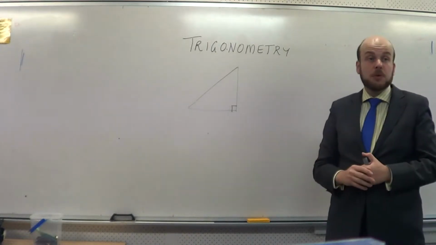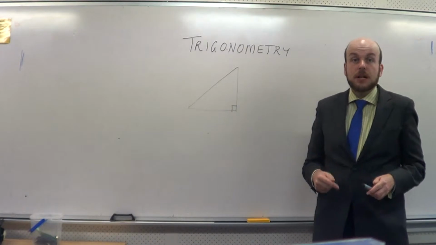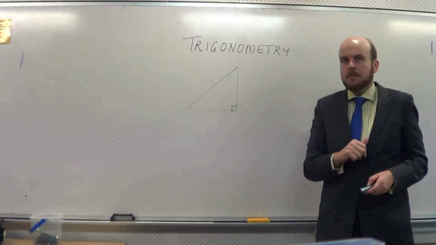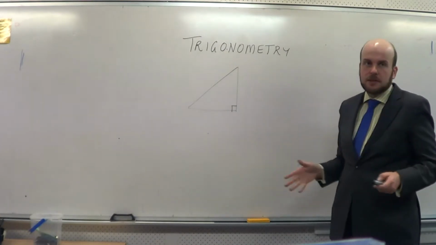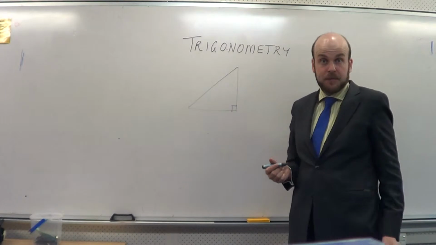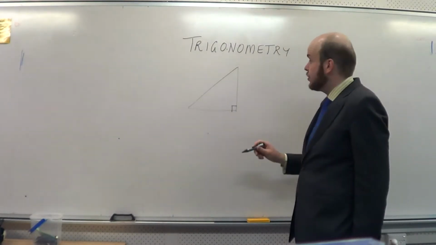You may have heard of this word before. It's called trigonometry. This also deals with right-angled triangles, just like Pythagoras, except there's one small difference. Pythagoras is all about the sides of a triangle. Trigonometry has to deal with an angle, so it's looking at the insides of a triangle. But they always deal with right-angled triangles.